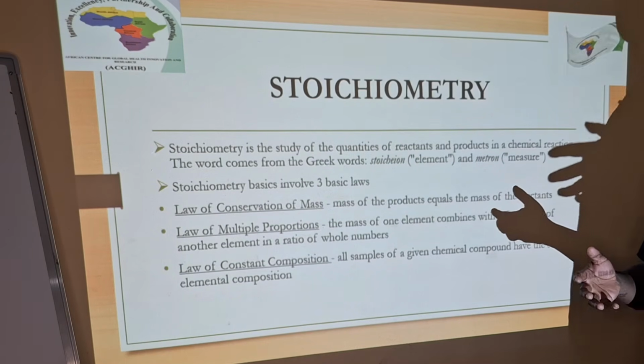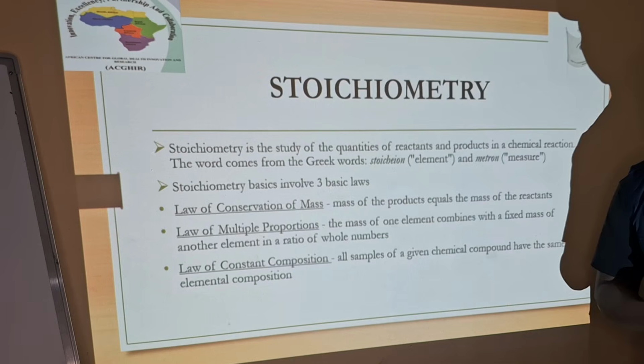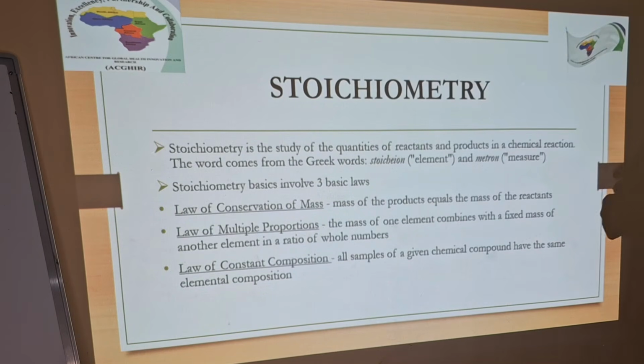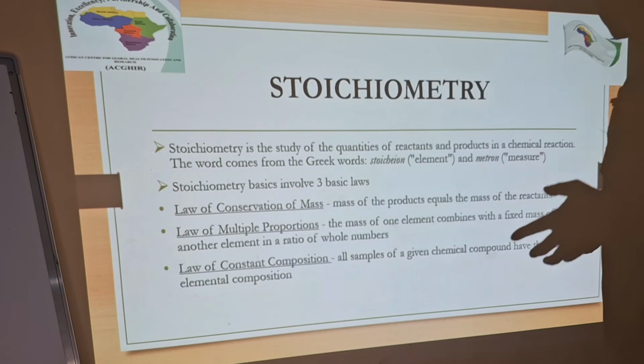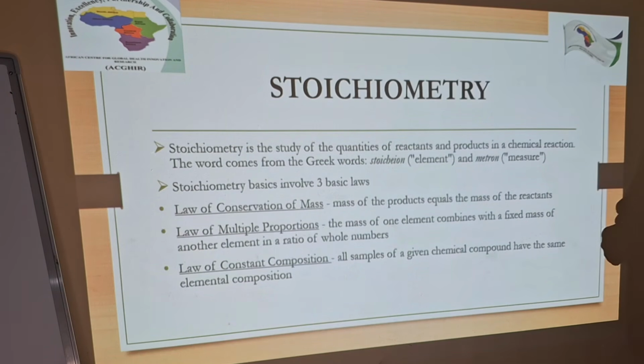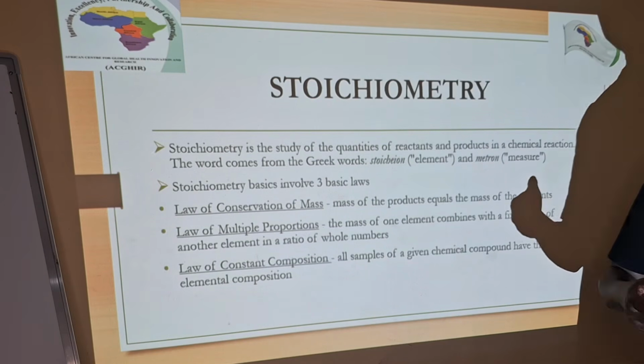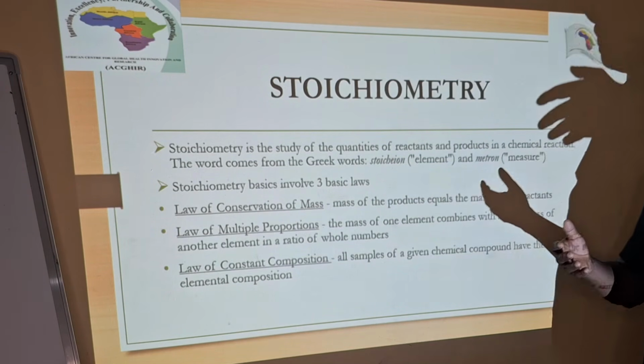So we've got three fundamental laws which govern our stoichiometry. The first being the law of conservation of mass: the mass of the products is always equal to the mass of the reactants. Secondly, the law of multiple proportions: the mass of one element combines with a fixed mass of another element in a ratio of whole numbers. Thirdly, the law of constant composition: all samples of a given chemical compound have the same elemental composition.